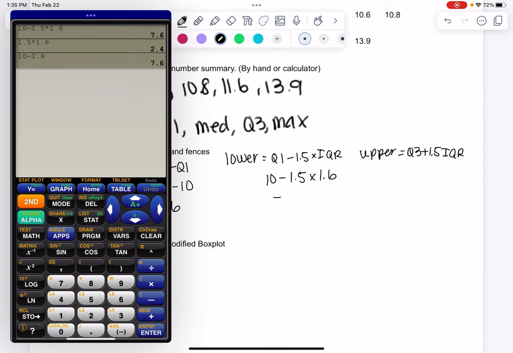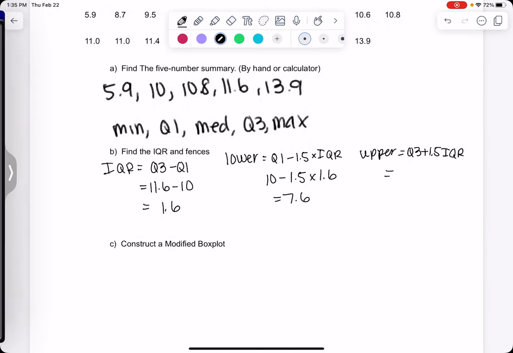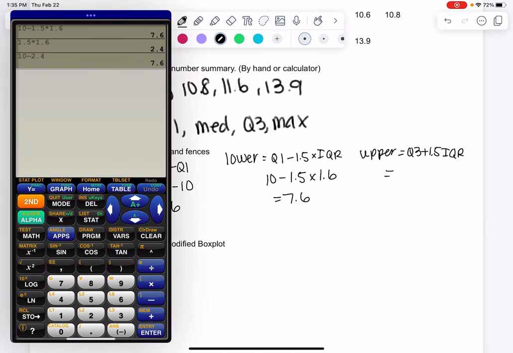But since we have this calculator, we can type everything at once. But if you are not doing that, multiply comes first because of order of operations. So our lower fence is 7.6. Our upper fence is Q3, 11.6, plus 1.5 times 1.6. So 11.6 plus 1.5 times 1.6, and we get 14.